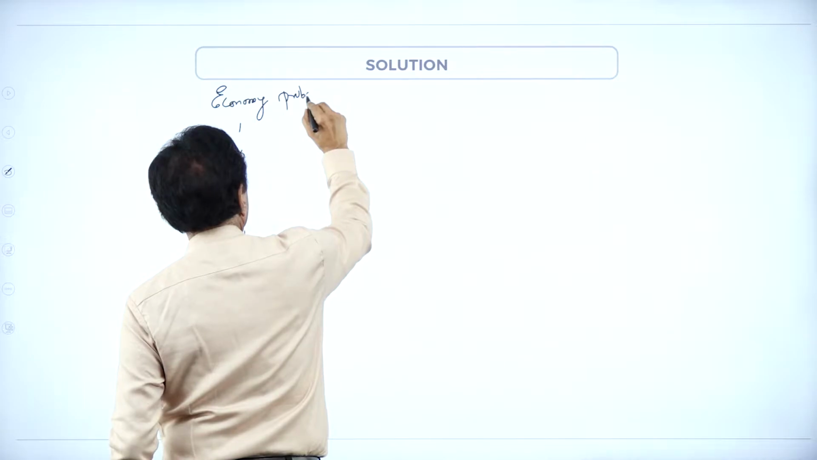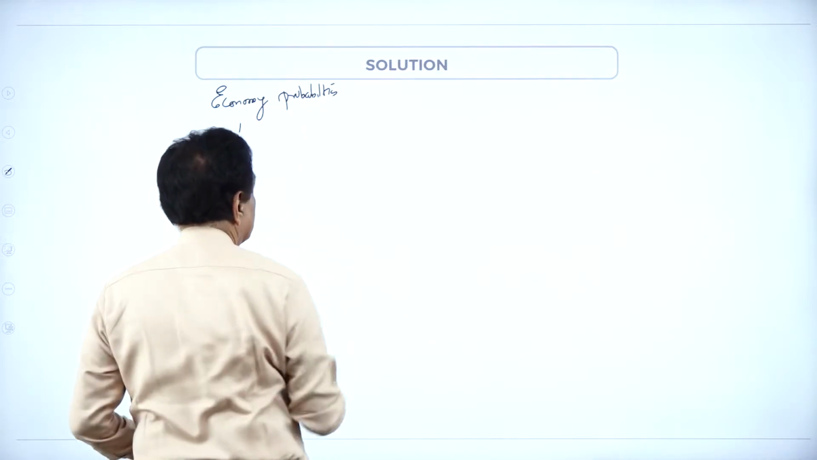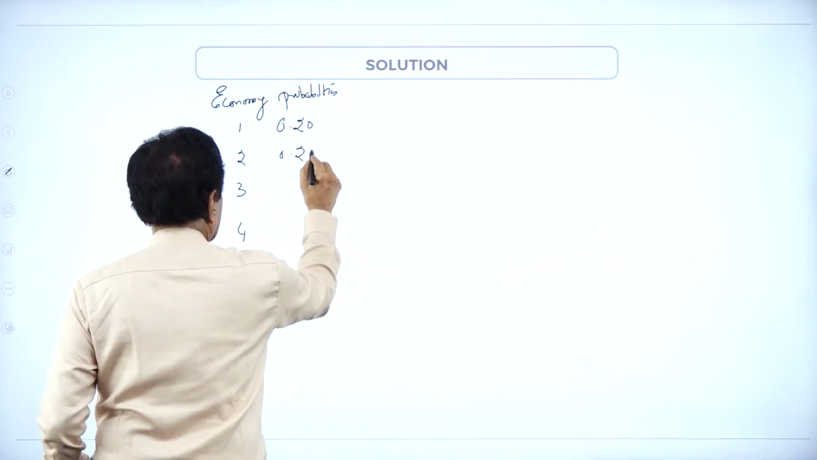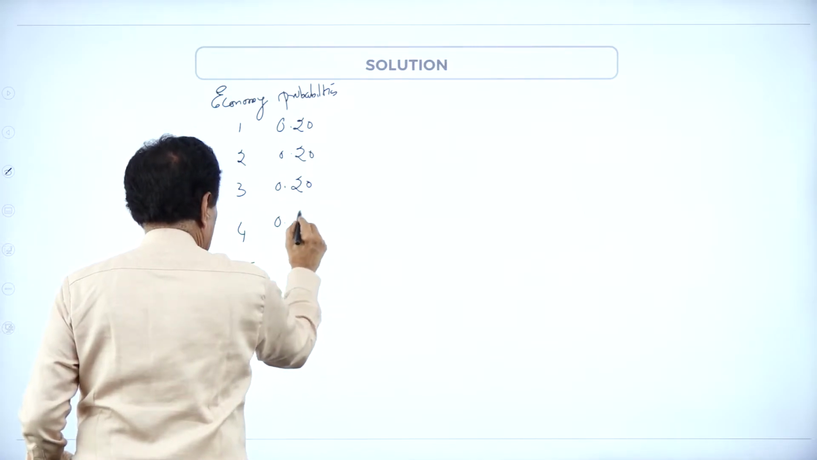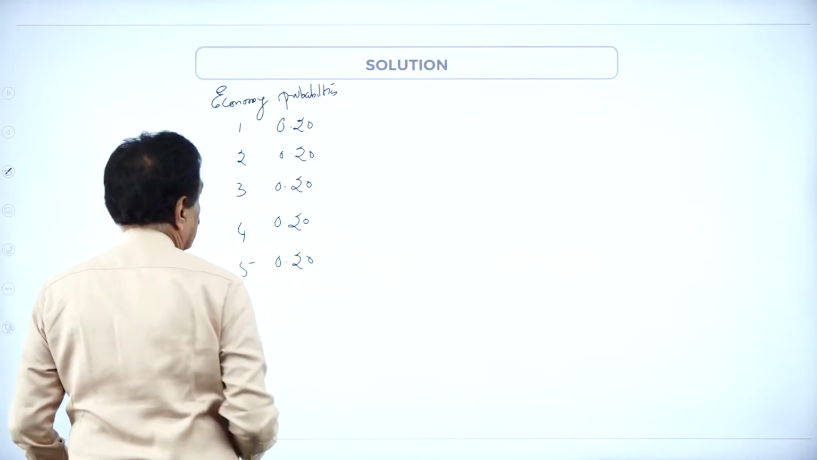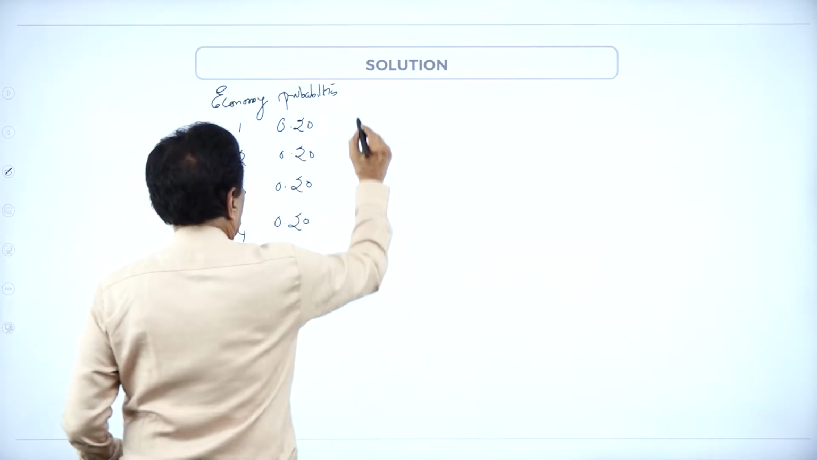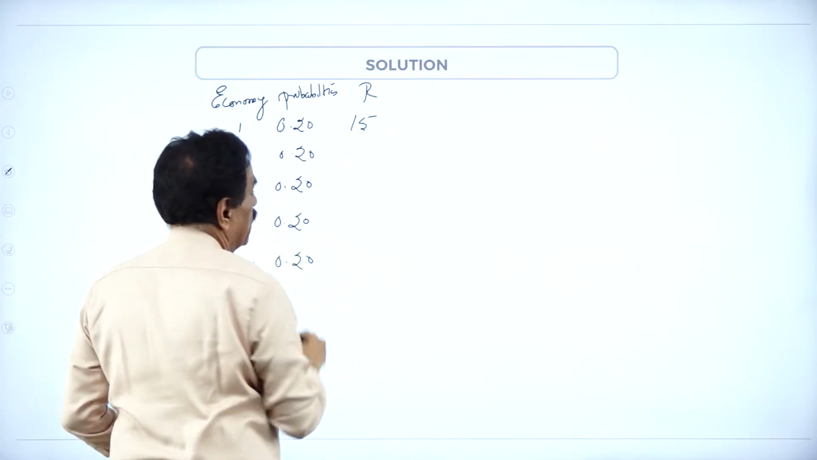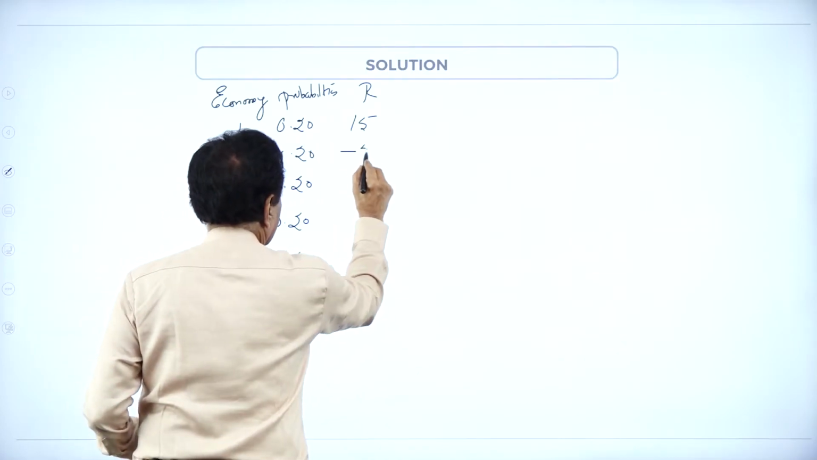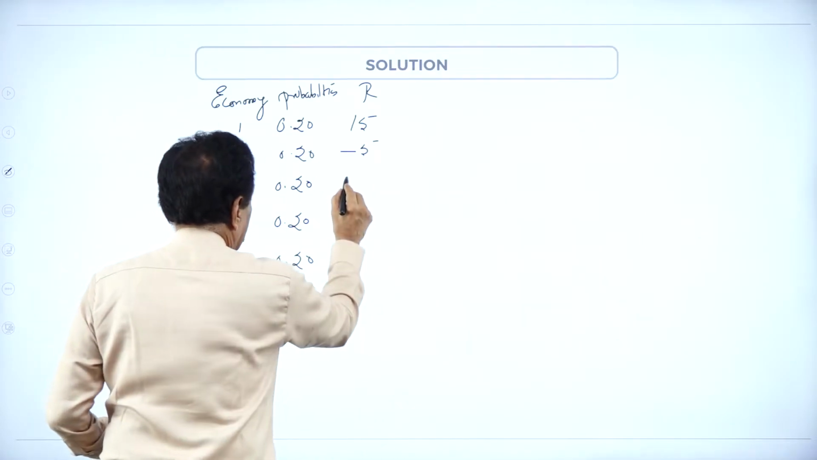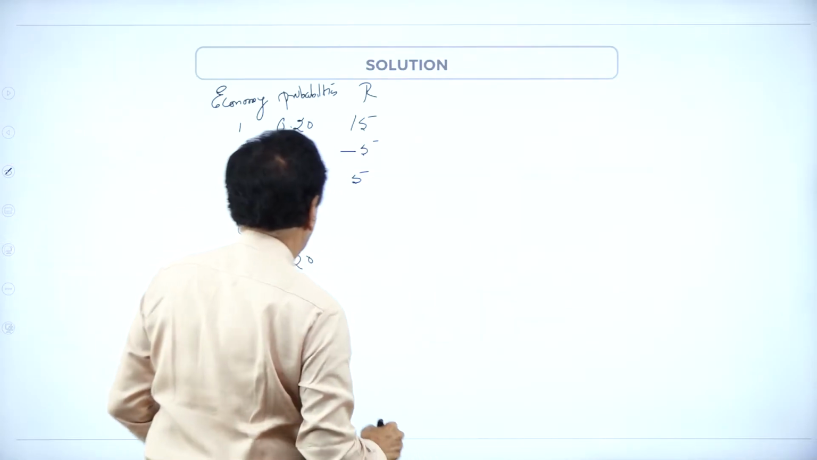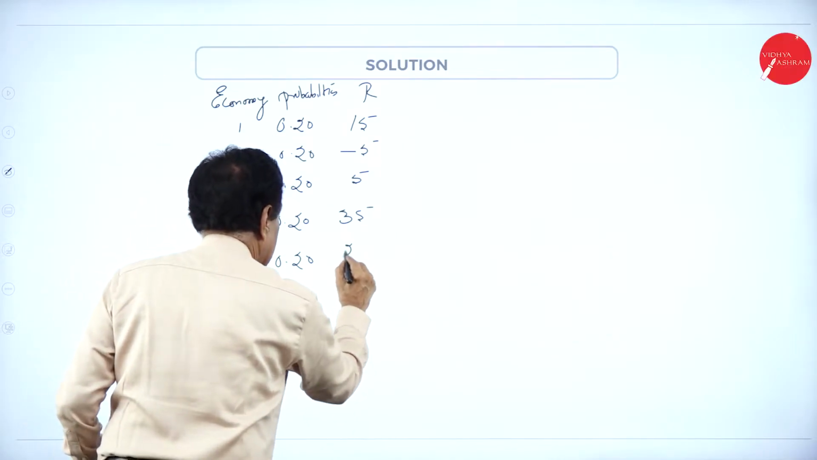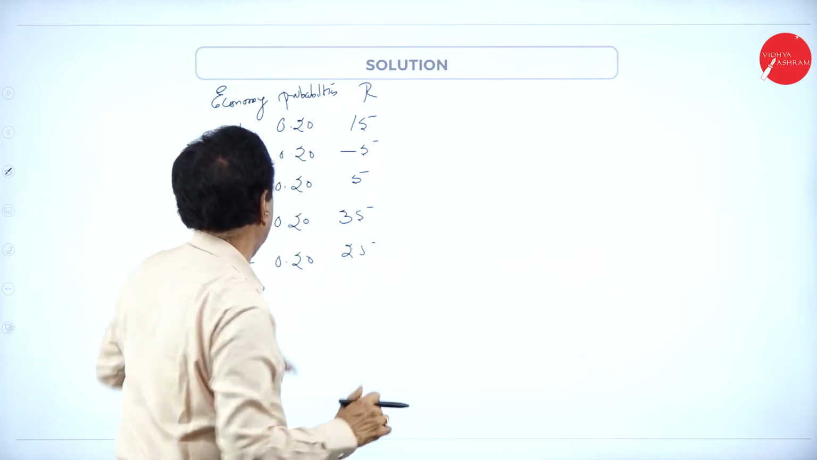Probability, or probabilities: 0.20, 0.20, 0.20, 0.20, 0.20. Then your returns are 15%, right? 15, minus 5, 5, 35, 25. Multiply these two for the expected return, P into R.